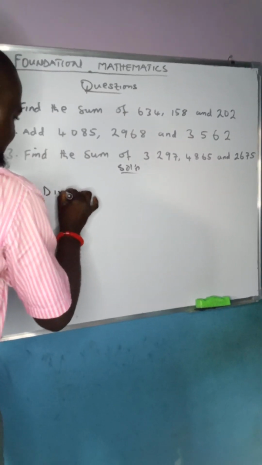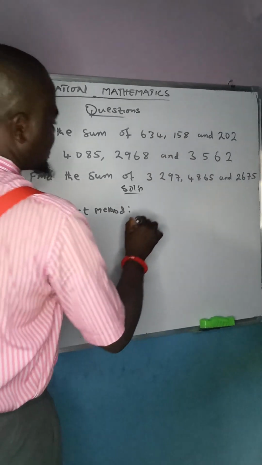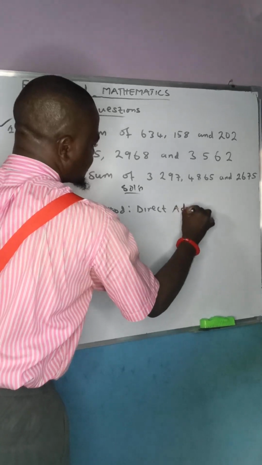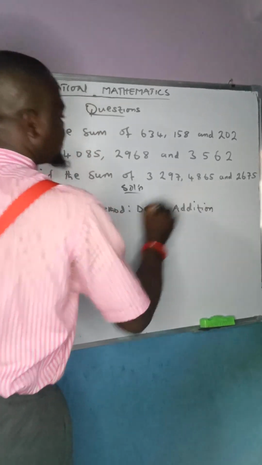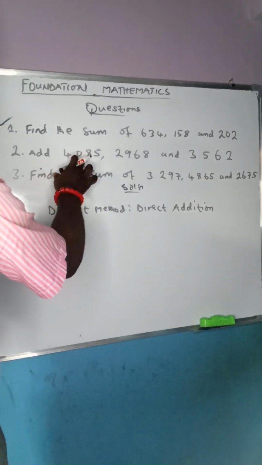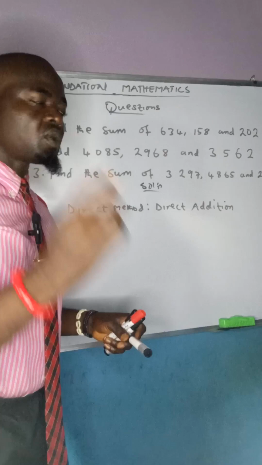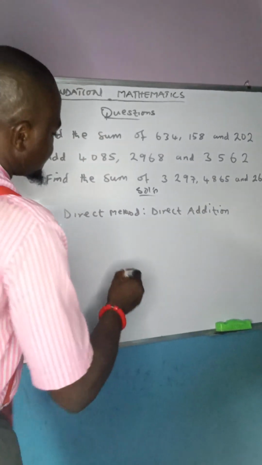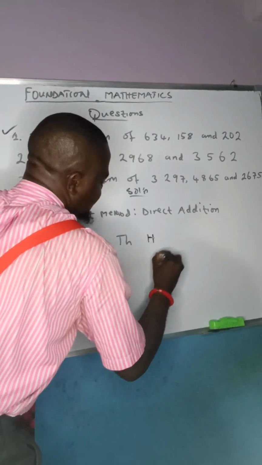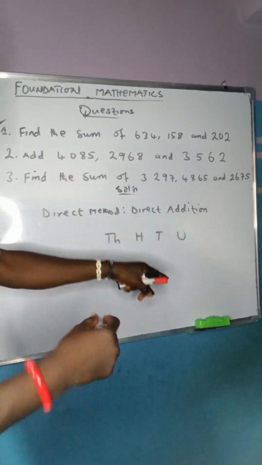Direct method is called direct addition. Now, let's solve it by direct addition. Since there are 4-digit numbers, I'll write my heading: 1000, 100, tens, and unit. So I must start writing from the unit side.